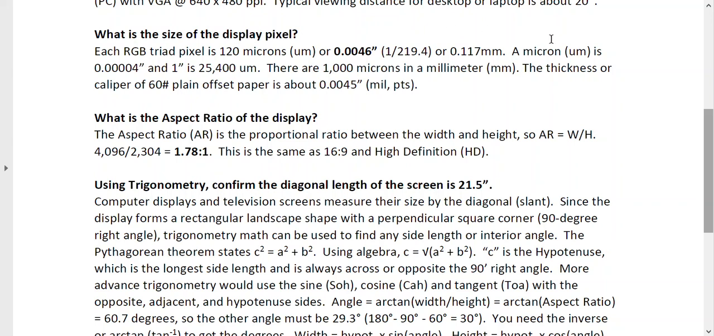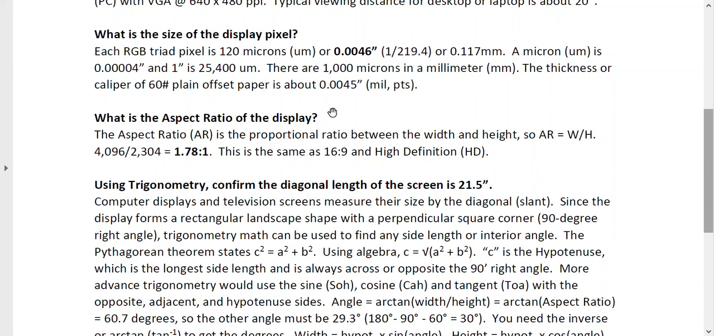And of course, a micron is 40 millionths of an inch, and 1 inch is 25,400 microns. And there's 1,000 microns in a millimeter. Now, just to put this in perspective, if I take 60-pound plain offset paper and measure its thickness, its caliper, it's 4.5 thousandths, or mils, or points. So that basically means that my screen display pixel is about the same thickness as a piece of 60-pound paper.